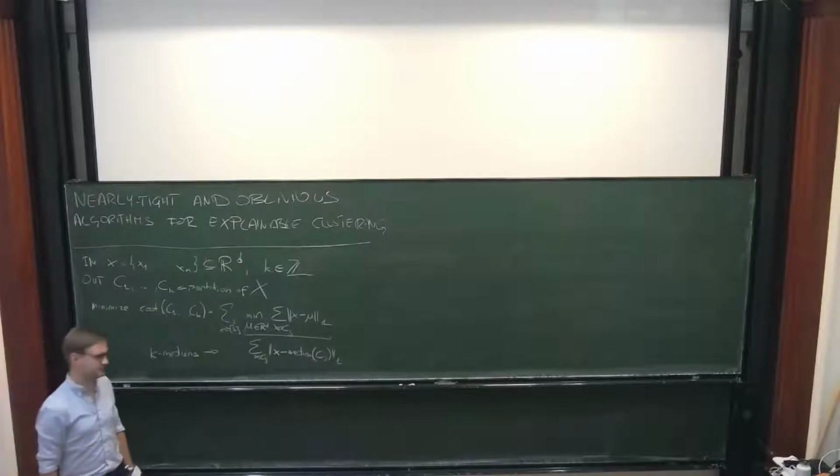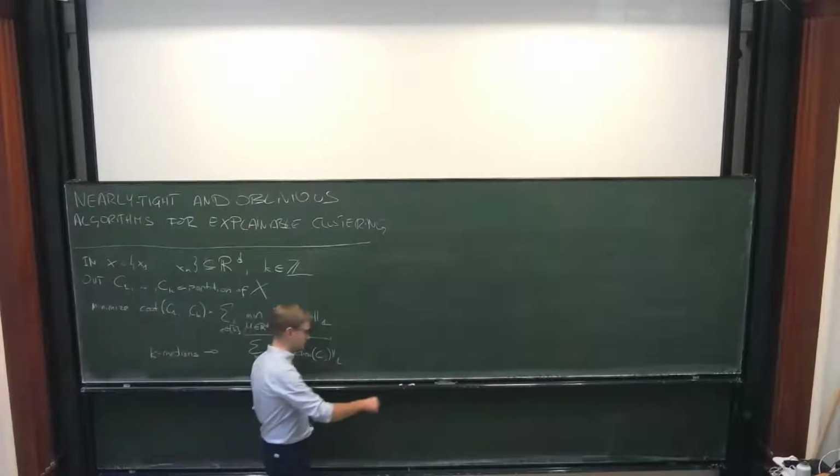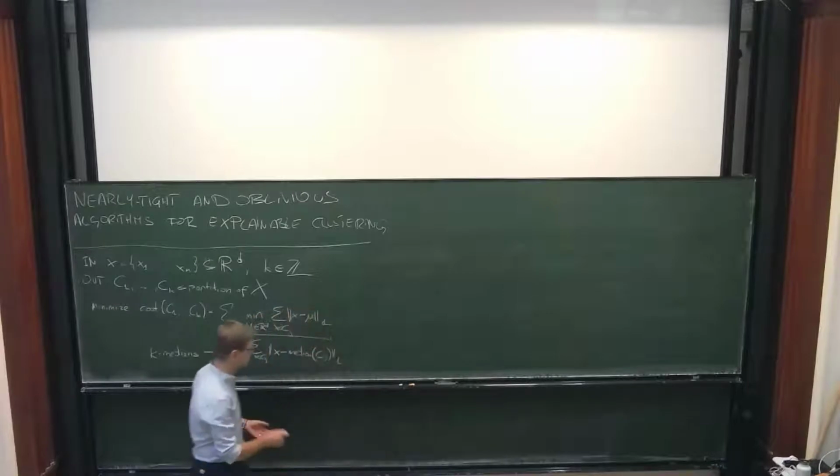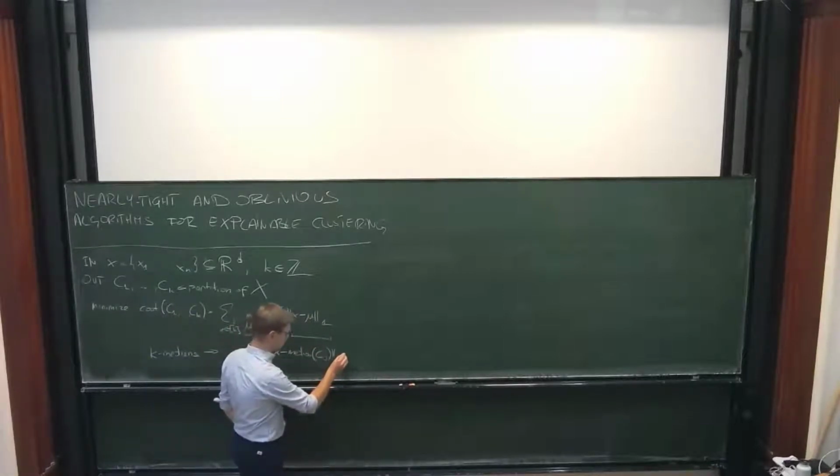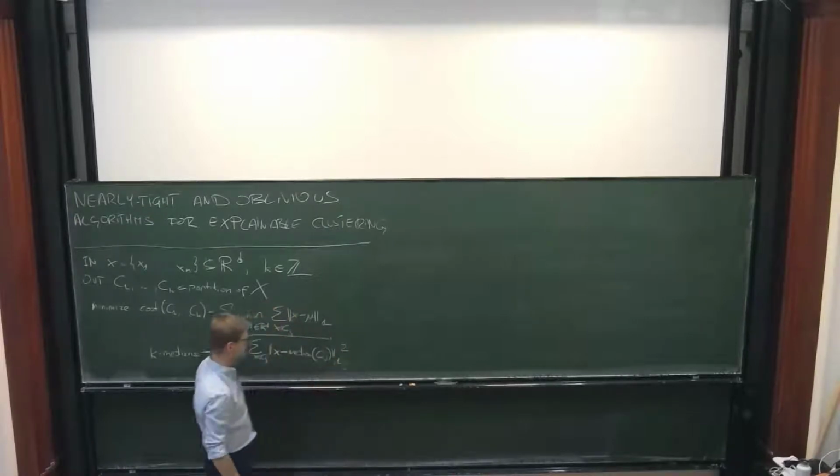There are other objectives. If you don't like the L1 norm, you can consider the L2 norm. So an alternative would be to put 2 here and take it squared.